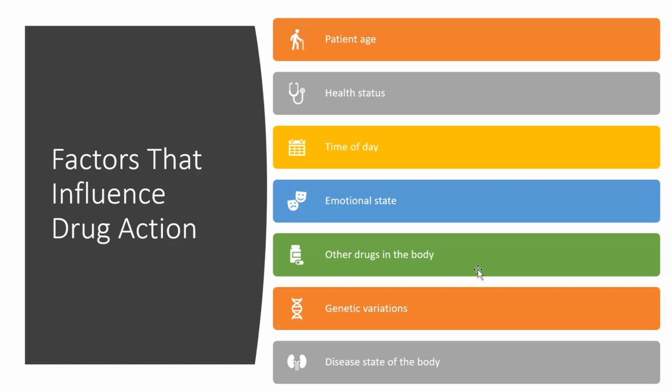Factors that influence drug action. So patient age, of course, someone young versus someone old. Health status, are they healthy or are they unhealthy? Are they in liver failure or not? Okay, the time of the day, okay? So your metabolism is different throughout the day. The emotional state, other drugs in the body. There's genetic variations and the disease state of the body, okay?